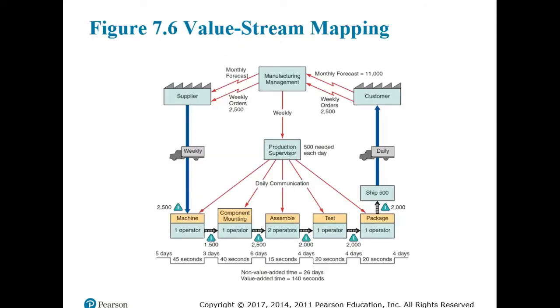And figure 7.6, illustrated on this slide, displays the value stream map created in example 2 in the textbook. So from this example, we see what looks like a significant amount of inventory as well as a large percentage of non-value added time. And as the textbook suggests, one way to reduce raw materials inventory might be to have deliveries twice a week instead of once a week.